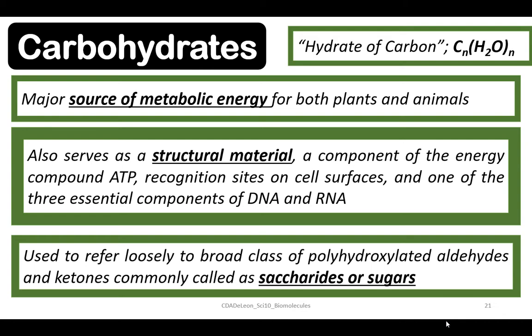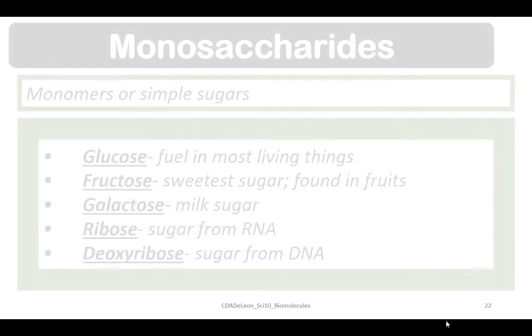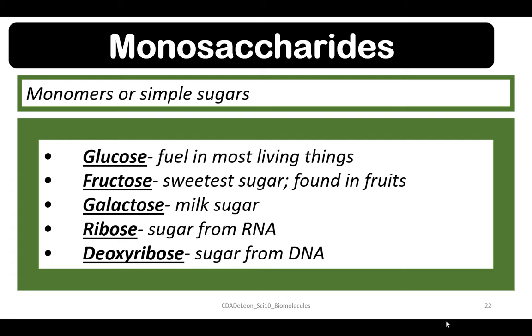It is used to refer loosely to a broad class of polyhydroxylated aldehydes and ketones commonly called saccharides or sugars. So monosaccharides are monomers or simple sugars. So we have glucose, a fuel in most living things, fructose, the sweetest sugar found in fruits, galactose, milk sugar, ribose, sugar from RNA, and deoxyribose, sugar from DNA.